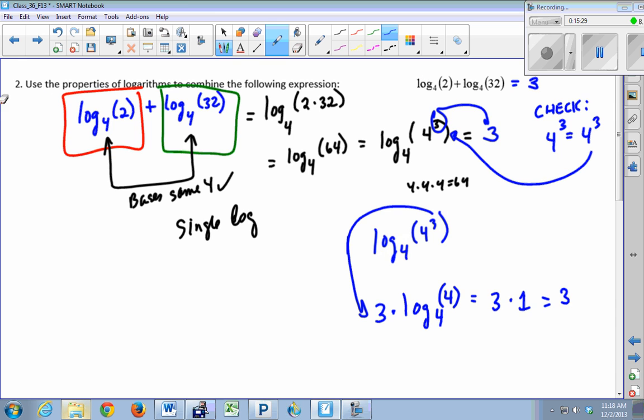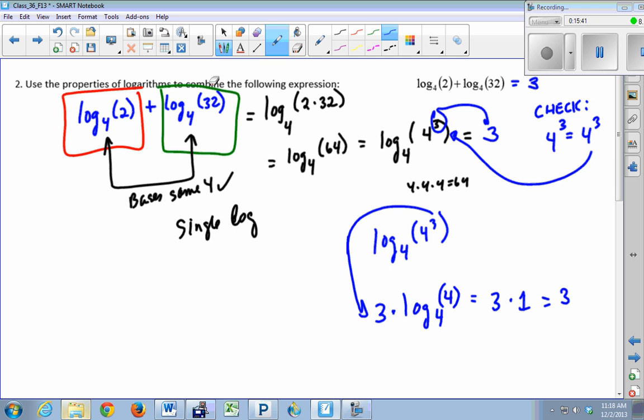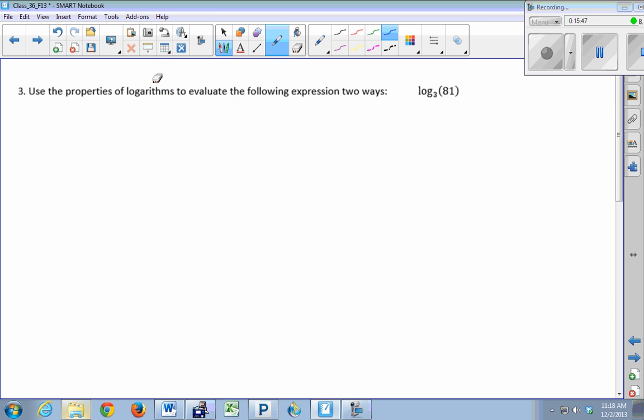Okay, let's take a look at number 3. The instructions for number 3 are a little different. It starts off the same, use the properties of logarithms, but now you see the word evaluate. Here you saw the word combine, right? You're combining this into a single log. That's a little different than the word evaluate. So when you see the word evaluate, you want to just find the value of that log.